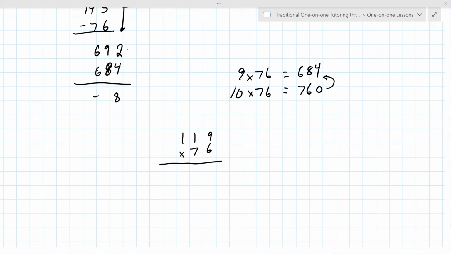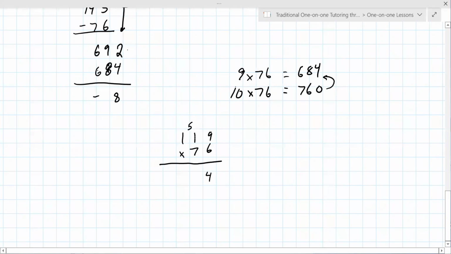I think I did the adding wrong again. All right, let's work through it together. 6 times 9 is 54. Carry a 5. 6 times 1 is 6. Add 5, that's 11. Put a 1, carry a 5. 6 times 1 is 6. Did you get 714 for your first row?